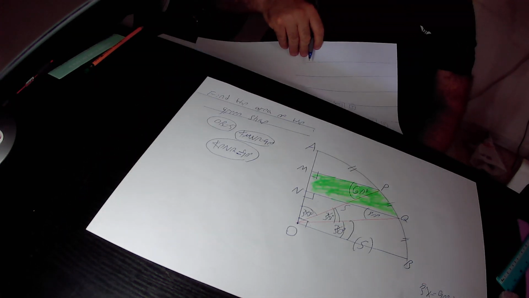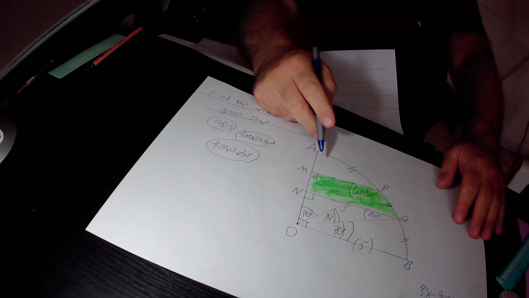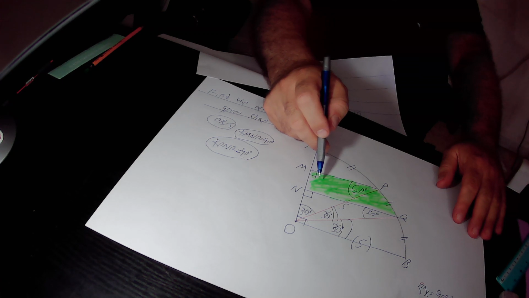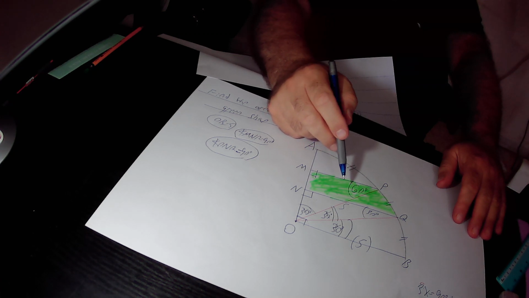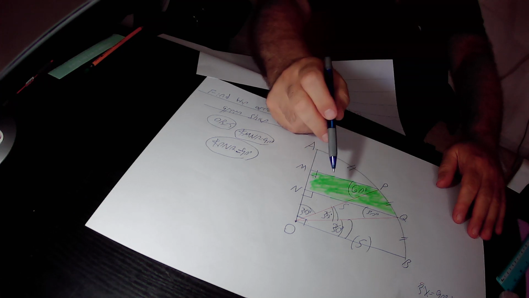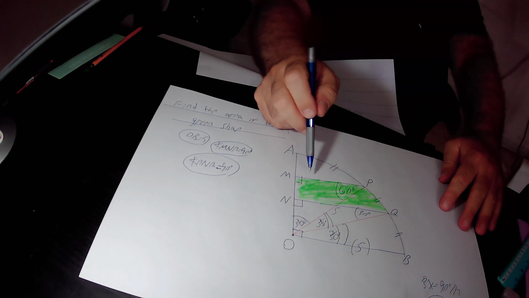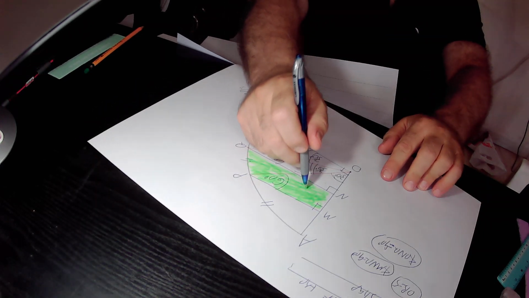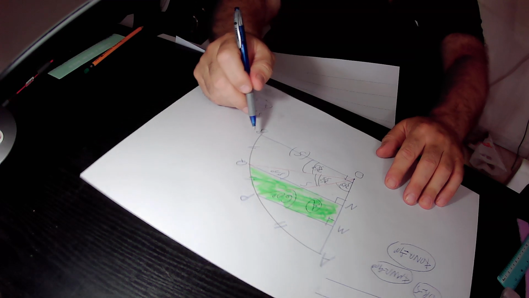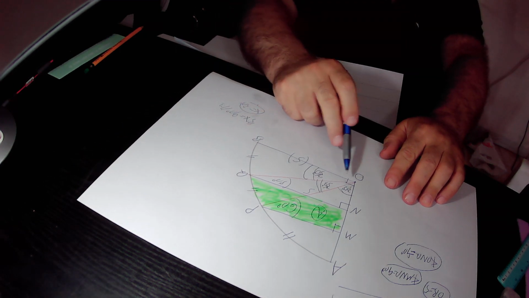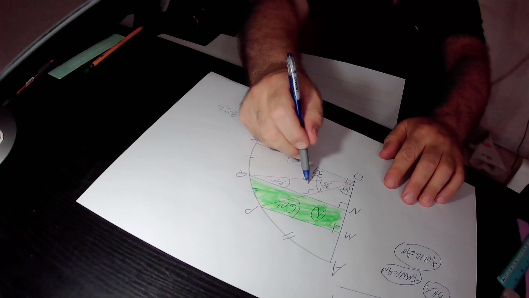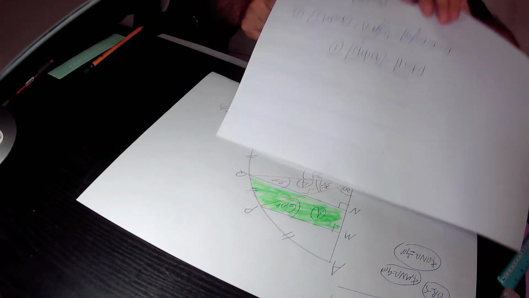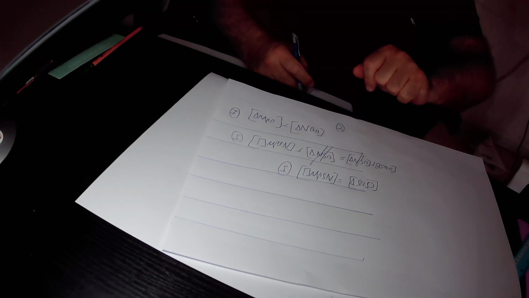So the area of this quadrilateral MPSN is equal to the area of the right triangle SQO. So if we define the area of this quadrilateral MPSN as A, then the area of this triangle OSQ must also be equal to A, because they are equal to each other according to this equation 1.